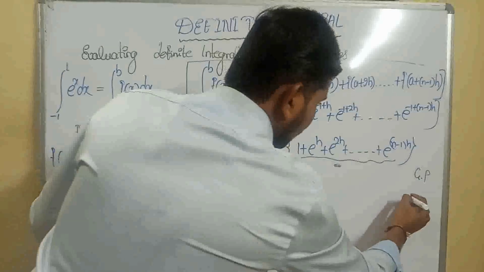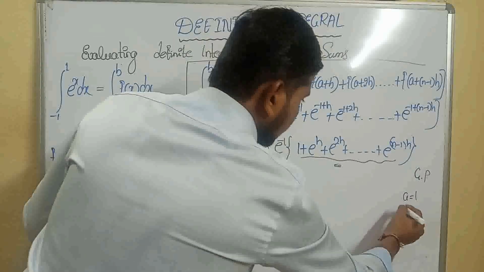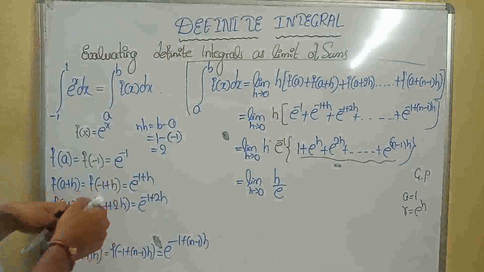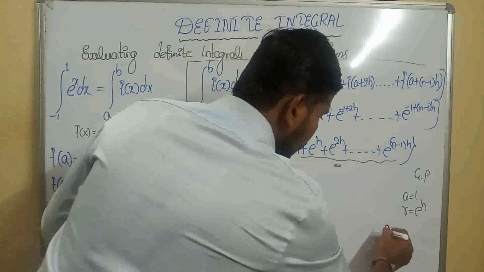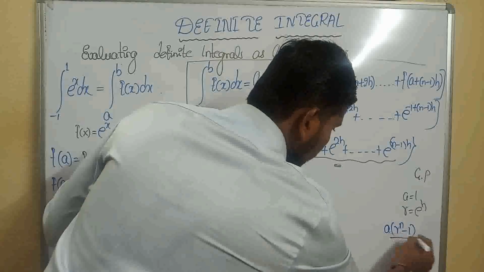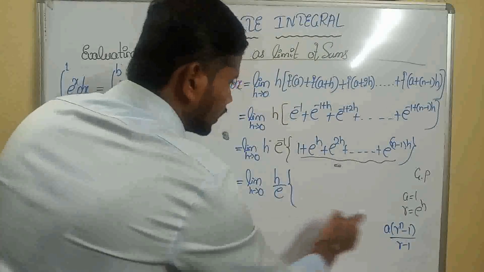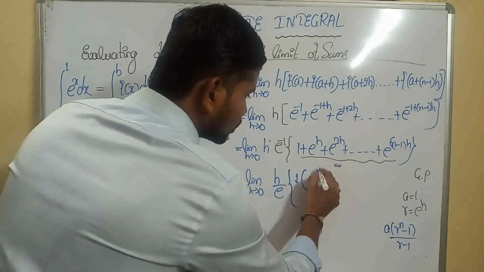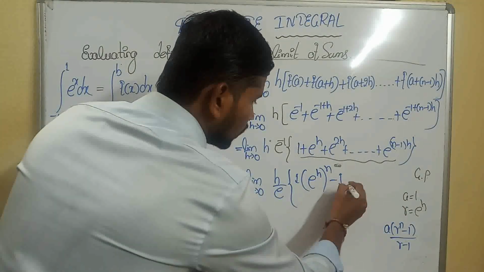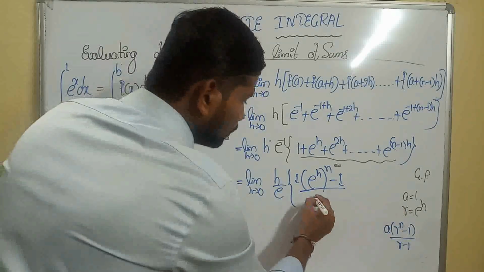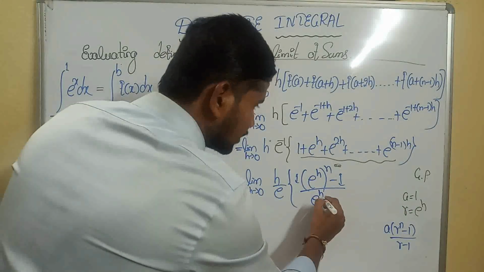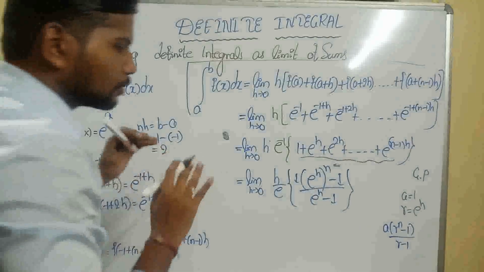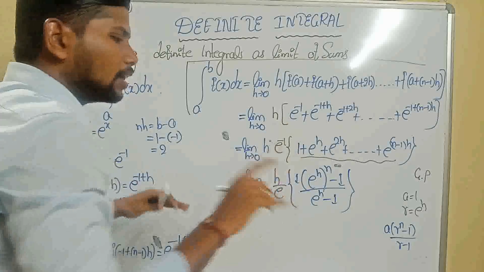What is the a value? a value is 1. Ratio value will be e raised to h. What's the formula to find the sum of n terms of the GP? a into r to the power n minus 1 divided by r minus 1. a value is 1, r means e to the power h. Here the power is n, so e to the power h to the power n, minus 1, divided by r minus 1, which is e to the power h minus 1. Got the point clearly? Is it clear? Now in this one I'd like to alter. We already know the result.